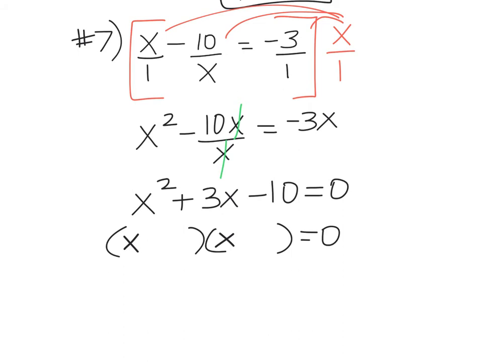All right, so here we go. Let's factor this. You're so good at factoring now, right? What times what's negative 10 adds up to 3? Negative 5 and negative 2. Good. Positive 5 and negative 2.